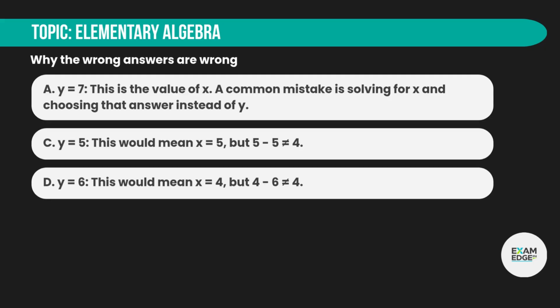A. y equals 7. This is the value of x. A common mistake is solving for x and choosing that answer instead of y. C. y equals 5. This would mean x equals 5, but 5 minus 5 does not equal 4. D. y equals 6. This would mean x equals 4, but 4 minus 6 does not equal 4.